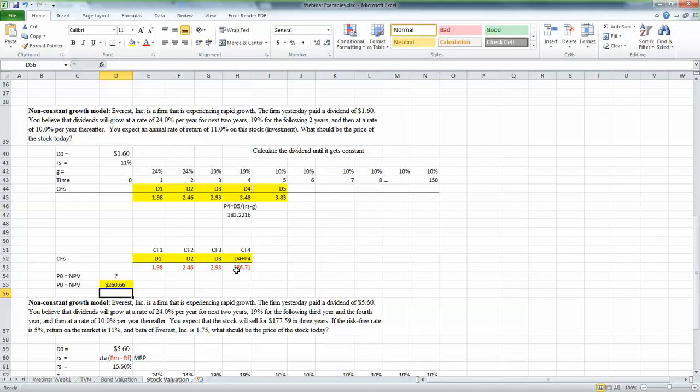If you use your financial calculator, you use the same thing, like you find the present value of uneven cash flows. You leave CF0 as 0, and C01 is this dividend one. C02 is 2.46, C03 is 2.93, and then C04 is $386.71. And you press NPV and put I/Y equals 11, and then you compute NPV, you get the same number. Okay, does it make sense?